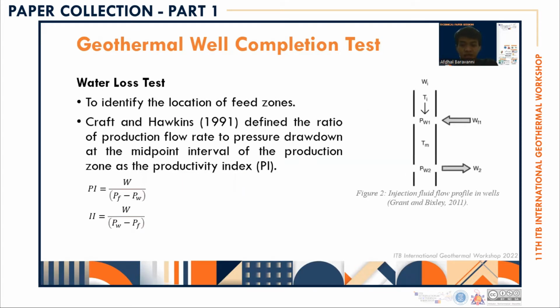First, the water loss test or PTS injection test aims to identify the location of the permeable zone or feed zone in the well. The ratio of production flow rate to pressure drawdown at the midpoint interval of the production zone is defined as the productivity index or PI.